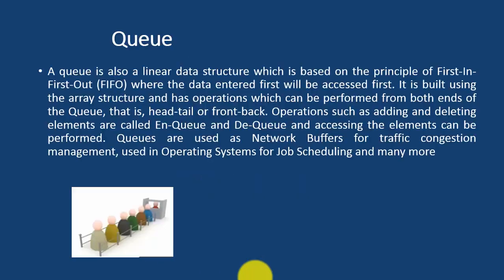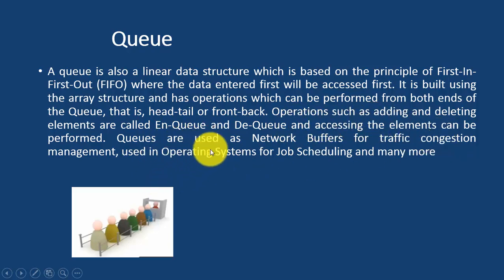So first of all, we are going to see the definition of a queue. A queue is a linear data structure which is based on the principle of first in, first out, where the data entered first will be accessed first. It is built using the array structure and has operations which can be performed from both ends of the queue, that is head and tail, or front and back. Operations such as adding and deleting elements are called enqueue, or insert operation, and dequeue, or delete operation, and accessing the element can also be performed.